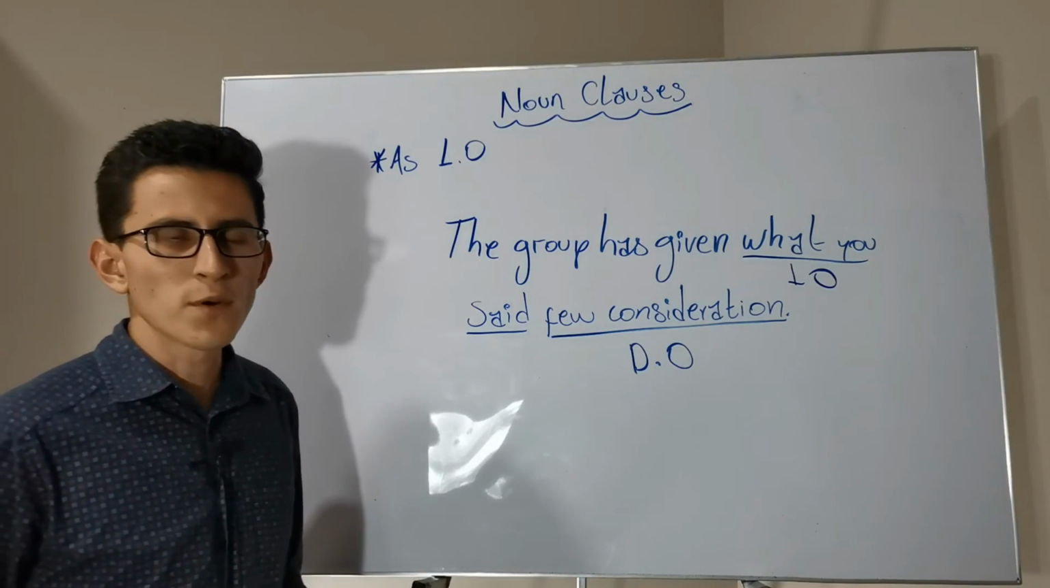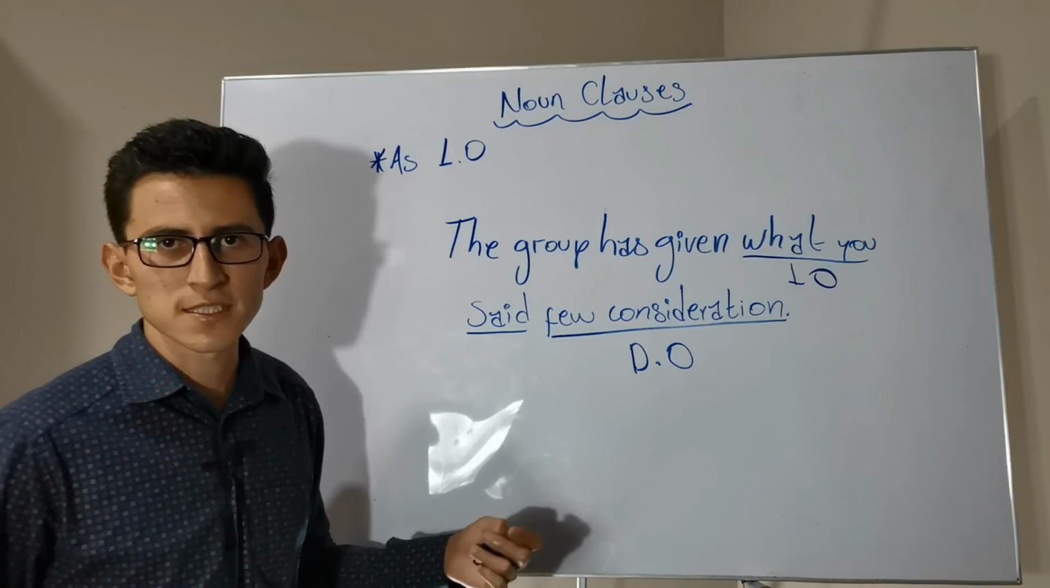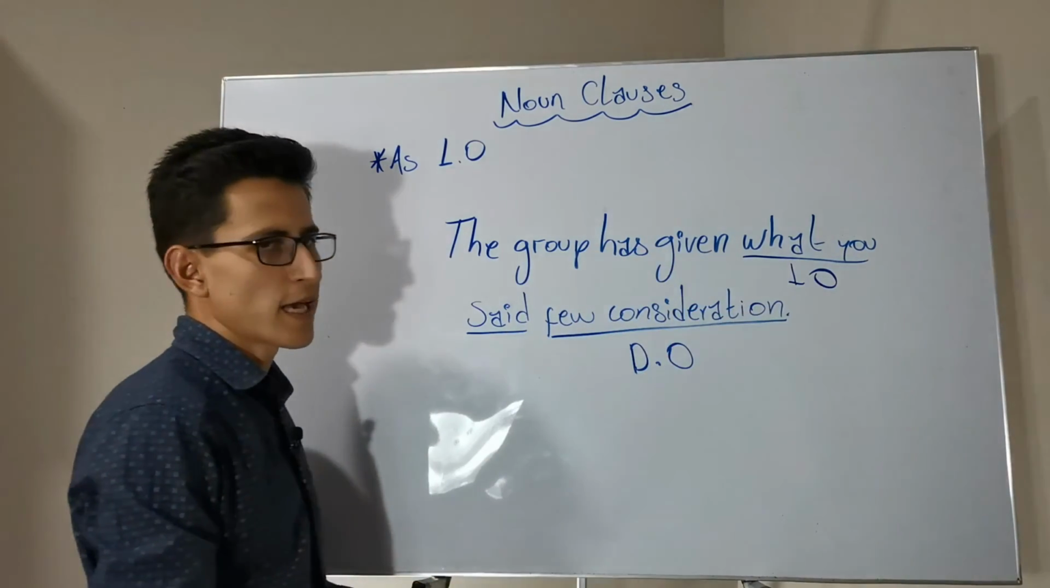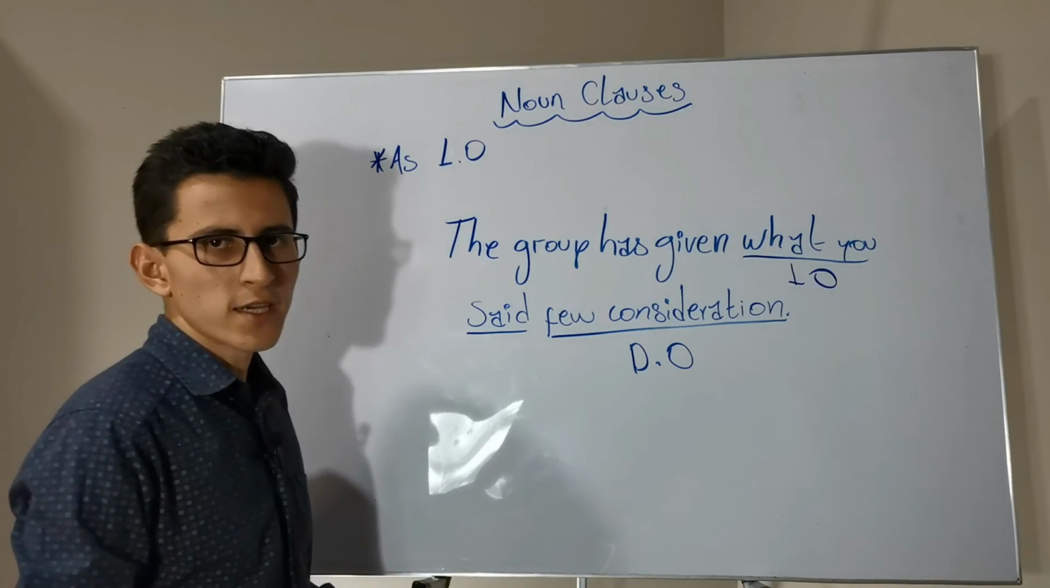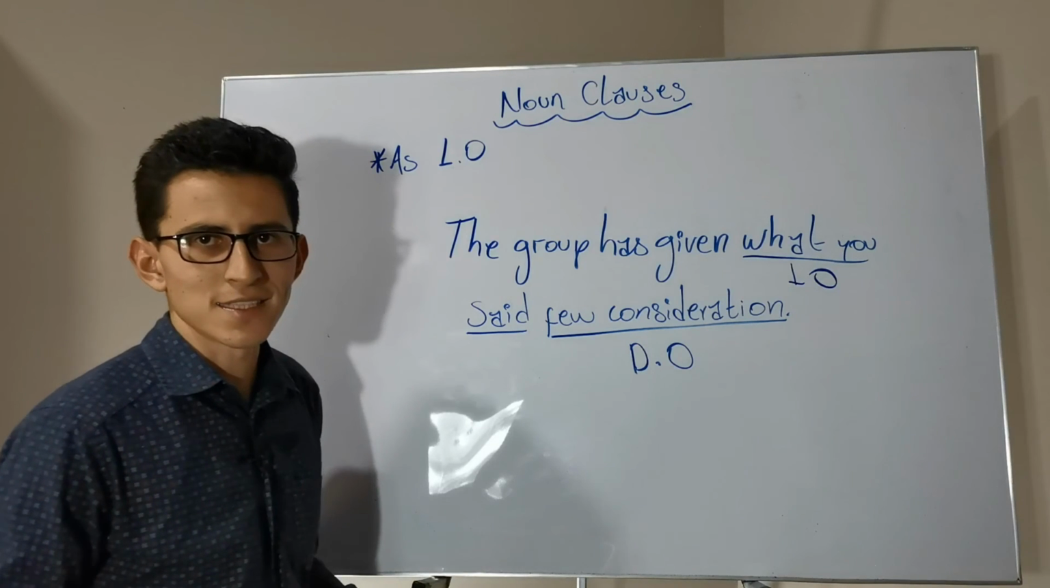It is not too common to find noun clauses as indirect objects, but we can use them this way to say that we think or consider something before making a decision.